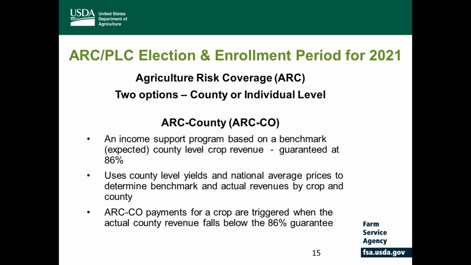So now let's go into the Agricultural Risk Coverage program. And there are two options for the risk coverage, ARC County or ARC IC. And ARC County is at the county level, and ARC IC would be at the individual level. So ARC County is going to use your county level yields, and ARC IC is going to use the producer's own individual yields.